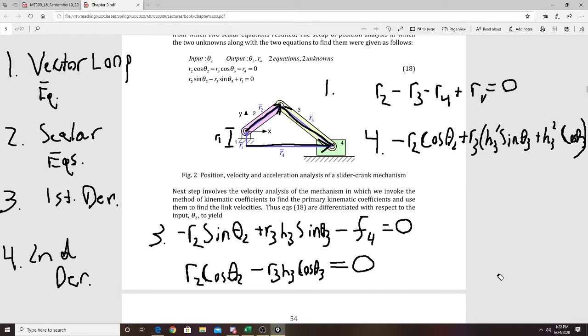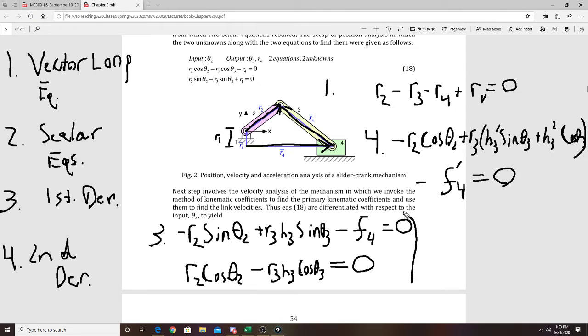Anybody? Anybody take a shot at this one? So F4's derivative is just F4 prime, just like it was with H3, right? If you take the derivative of H3, it goes to H3 prime. So F4 prime is where we're at now at the end of that.